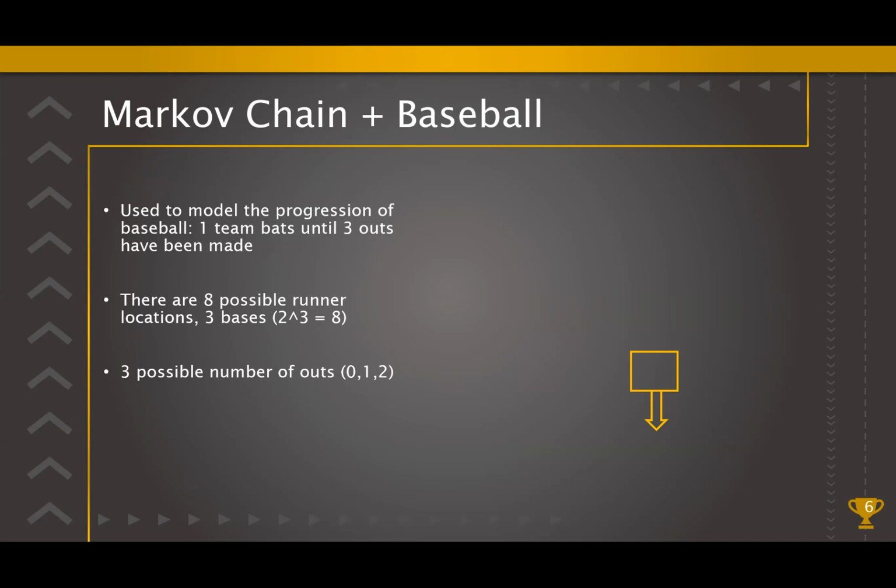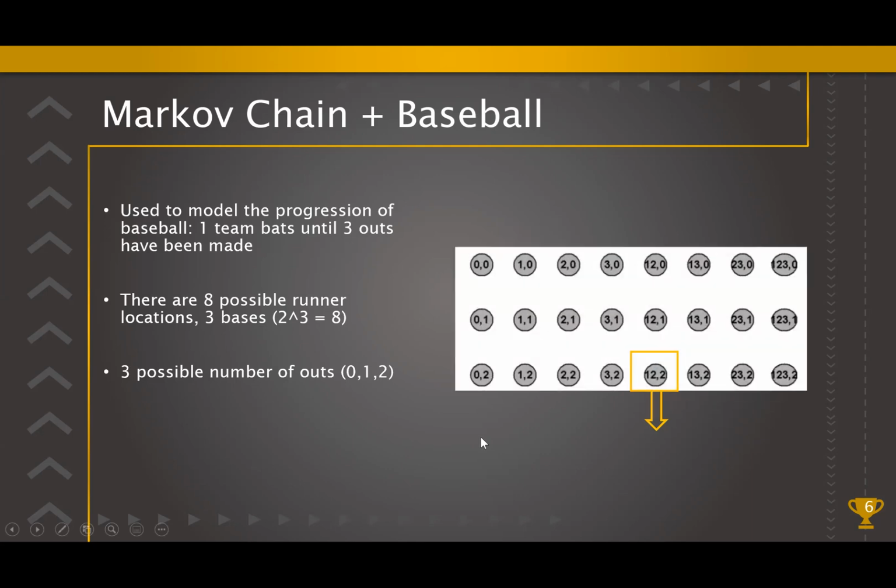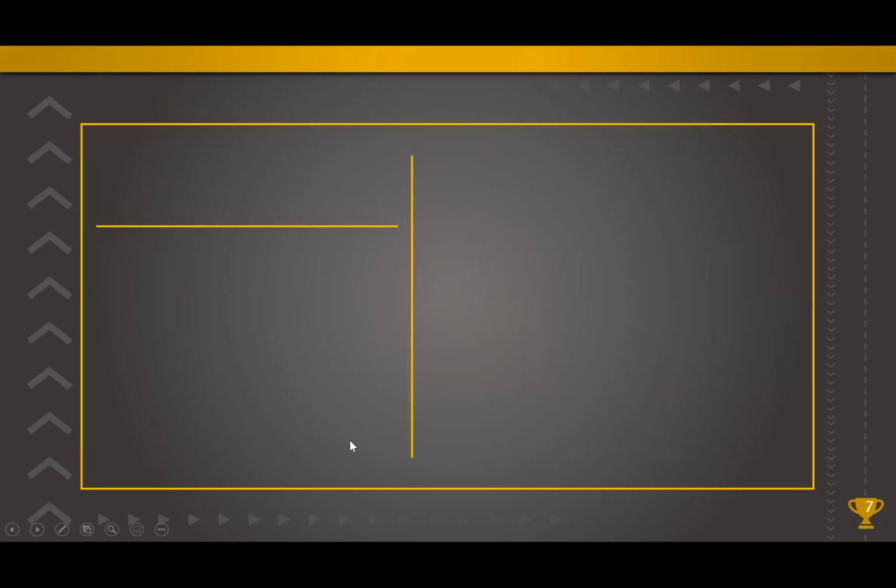There are 8 possible runner locations, which is derived from 3 bases, each of which can be occupied or not. So 2 to the 3rd equals 8. And there are 3 possible numbers of outs: 0, 1, or 2. So the total number of states is 8 times 3 equals 24. So in this example, you can see that there's 1, 2, 2, meaning runners on first and second base, and the number of outs is 2.